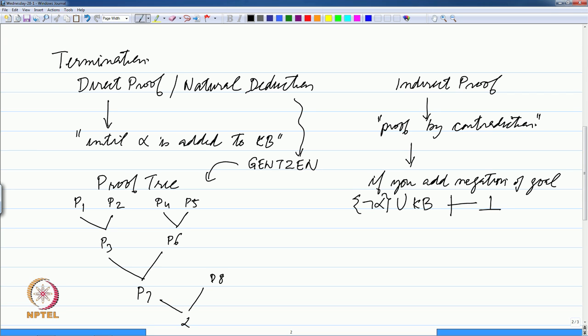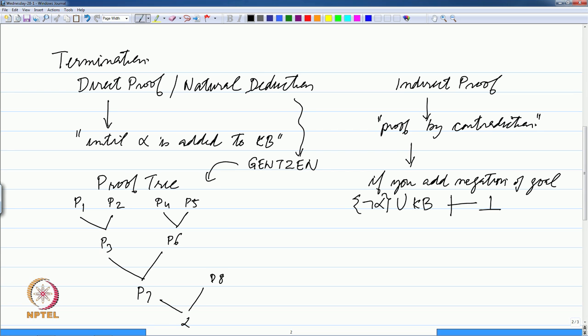So, remember that this symbol that I have written on the right hand side is the symbol for bottom. It is a sentence which is always false, and essentially what you are doing in a proof by contradiction is that if you add the negation of the goal, then you end up with a contradiction, which means the negation of the goal must be false, which means that the goal itself must be true essentially. So, we will look at this in a little bit more detail.